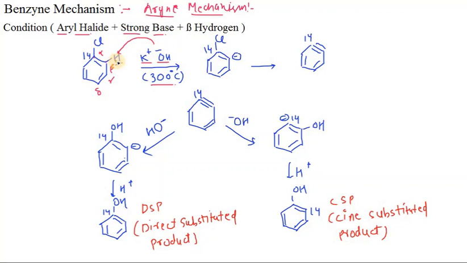Now we know OH minus will attack over here. When OH minus attacks, there should be the presence of an acidic hydrogen. The most acidic hydrogen is the one just next to the halide. After removal of that hydrogen, the negative charge comes here and there is a removal of Cl minus. So this is known as benzyne. This is the reaction intermediate. This is known as benzyne, or also as aryne. So this is the intermediate.